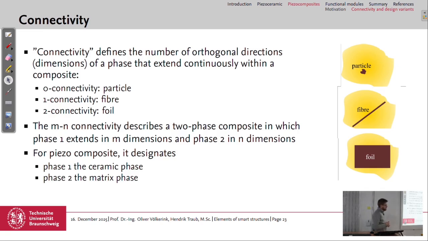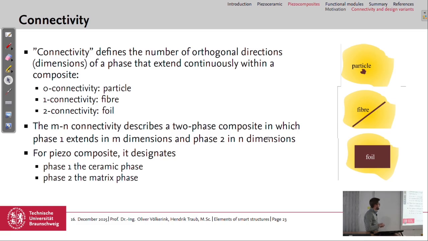I already mentioned the connectivity. The connectivity defines the number of orthogonal directions or dimensions of a phase that extends continuously within a composite. So we could have a 0 connectivity, which stands for a particle, like here. We could have a 1 connectivity. This would be an extent in one direction, so fiber. Or we could have a 2 connectivity, which is a foil.